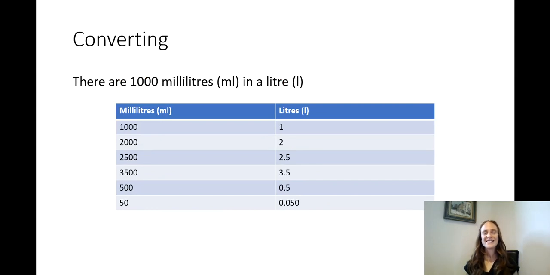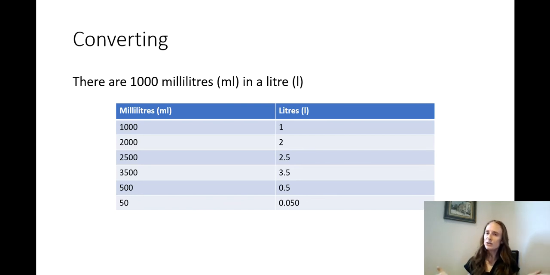And there are the answers. So 1,000 millilitres is 1 litre. 2,000 millilitres, 2 litres. And there, 2,500, that's 2.5 litres. 3.5 litres is 3,500 millilitres. And that 500 there is half a litre, 0.5 litres. And 0.05 litres, we just divide that one by 10. We see we have 50 millilitres.